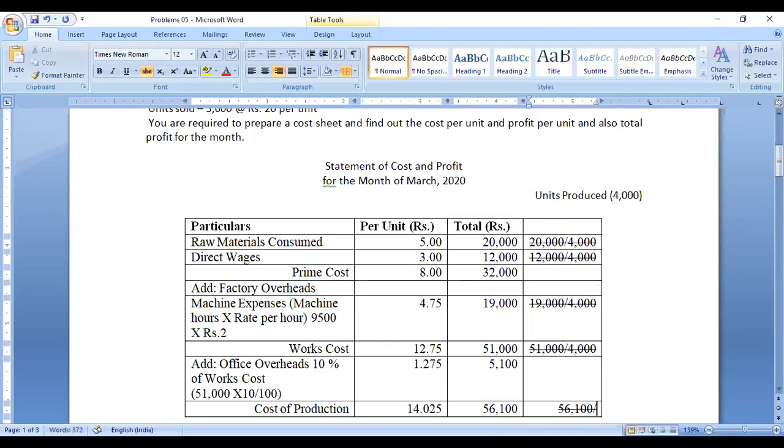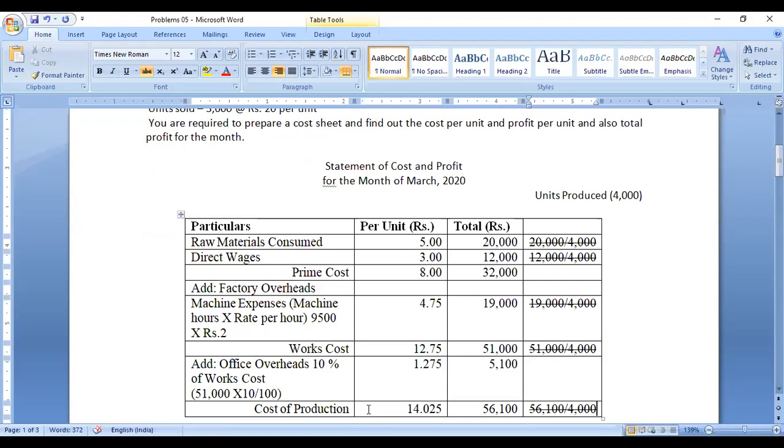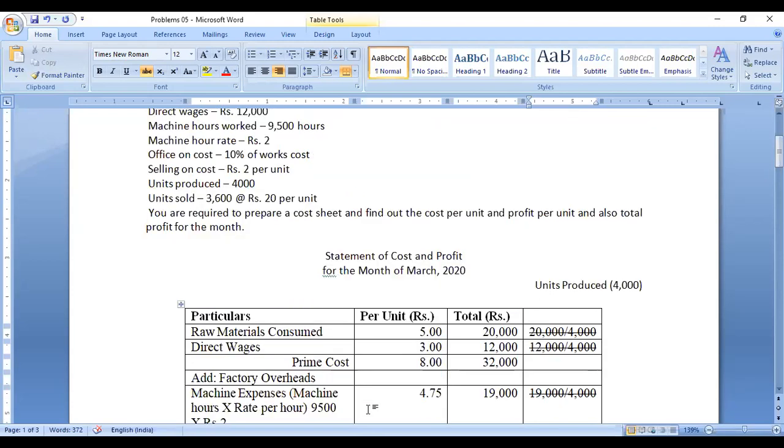56,100 divided by 4,000. So this is our cost of production, right? So next, what you have to do? The selling cost. Before the selling cost, you have to do one adjustment.